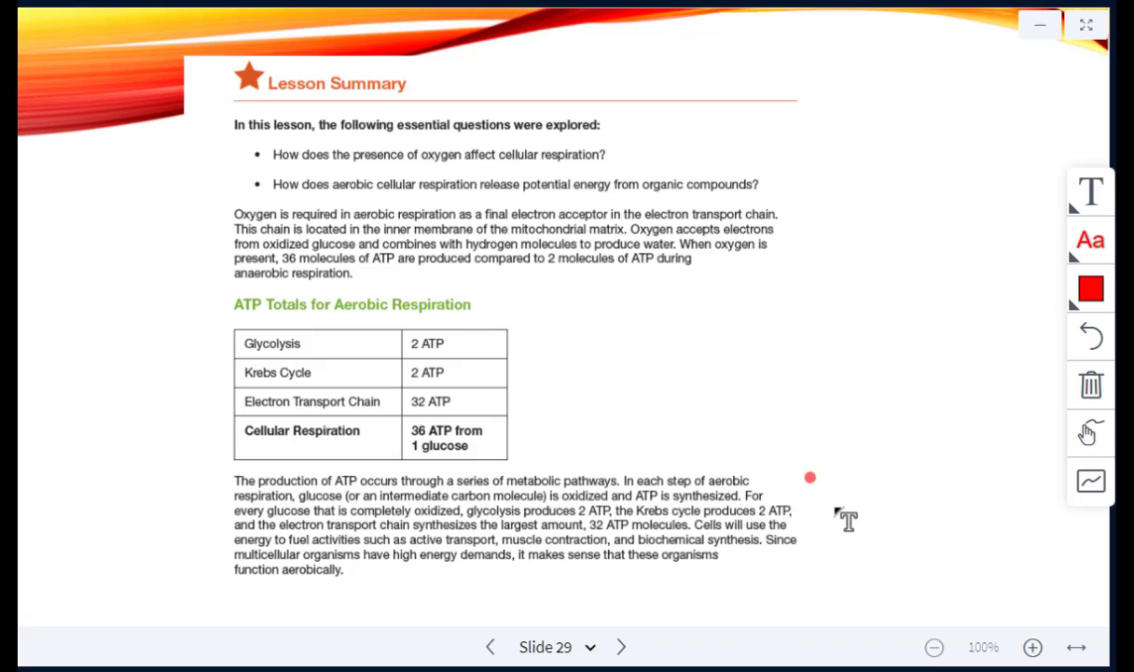All right, and then down here, this paragraph is again just summarizing that glycolysis produced 2 ATPs, the Krebs cycle produced 2 ATPs, and then the electron transport chain made 32 ATPs. All right, and then all that ATP will then be used by cells for energy to fuel all our daily activities, active transport, muscle contraction, biochemical synthesis.